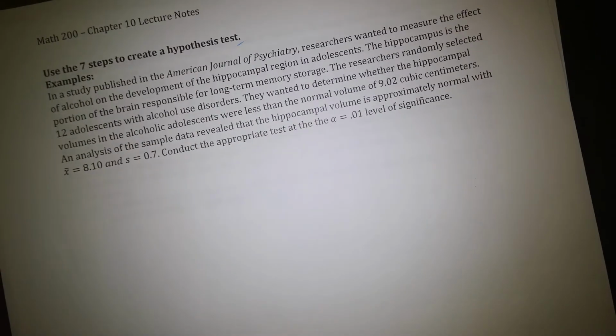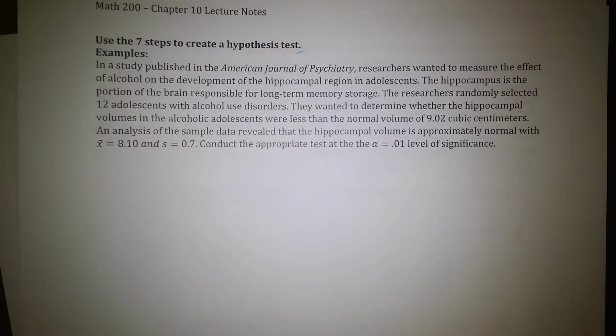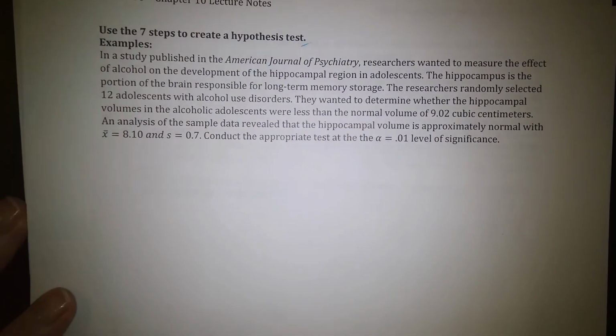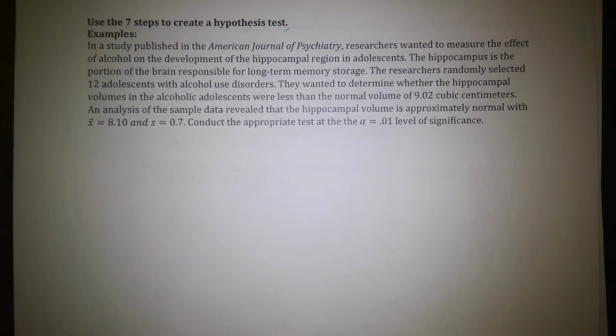So let's go through an example using mean in our hypothesis test. So here we have a study that has been published in the American Journal of Psychiatry. Researchers wanted to measure the effect of alcohol on the development of the hippocampal region in adolescents' brains. The hippocampus is the portion of the brain responsible for long-term memory storage.